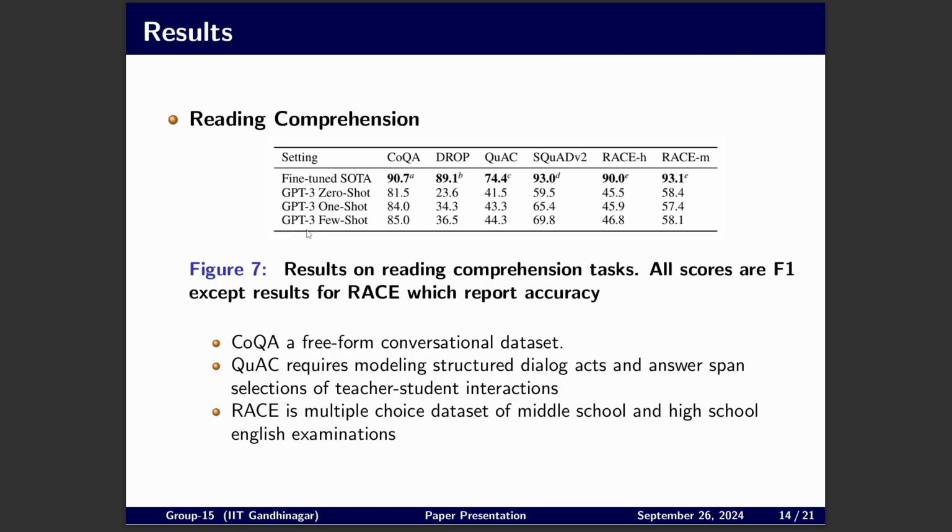So the question still remains open, as we shall see in the future work: if we go beyond 175 billion parameters, and maybe go to 200 billion or 500 billion, what could happen? Can we expect much better performance, even more than this, or can the performance approach state-of-the-art fine-tuned models? That will still remain an open question.